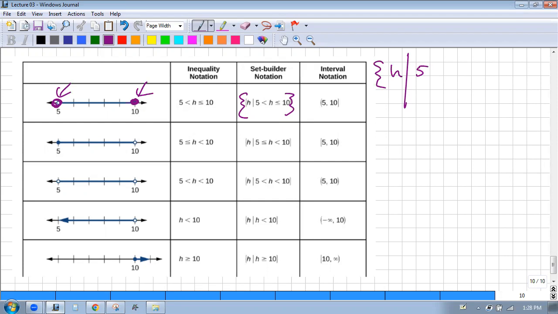All right, so earlier I put this for such that, right? They're saying all H, they use that symbol. Different books are going to use different symbols, all right? So they're saying just the set of all H such that this is true, all right? So there's their set builder. They call it set builder notation. I just call it set notation. Interval notation, this is from 5 to 10, right? 5 to 10, not including 5, but include 10, all right? And just generalize that to the rest of these examples.